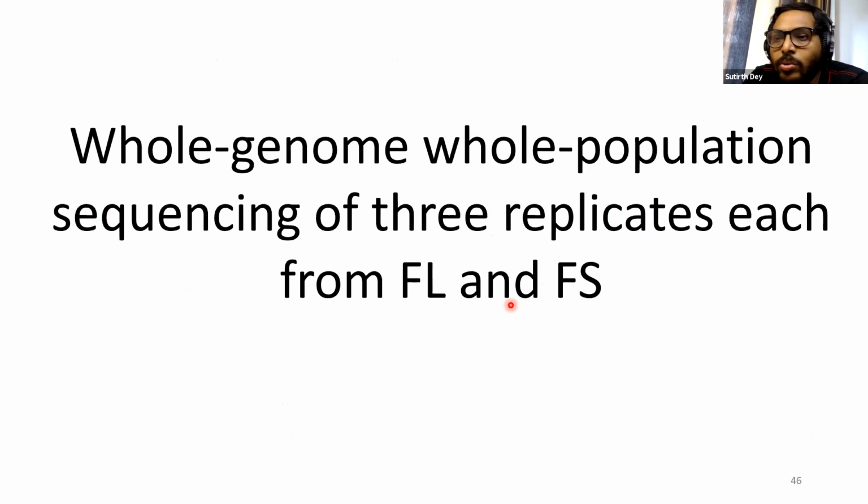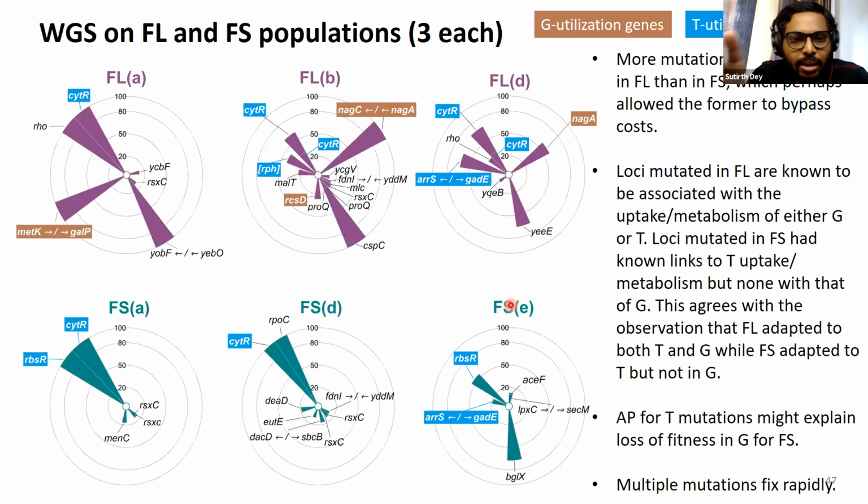In order to see whether what we are saying is right or wrong, we did a whole genome, whole population sequencing of 3 replicates each from FL and FS. And this is the nutshell. So I'll quickly walk you through this. Here on top, you have the 3 large populations. On bottom, you have the 3 small populations.